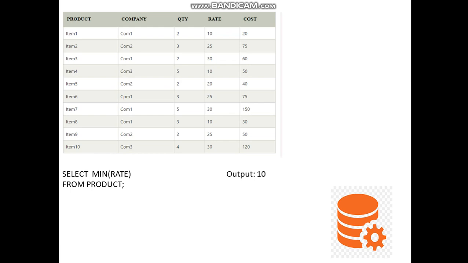If you want to enclose where clause also, you can put condition here also, select min of rate from product where company equals to com2. So the minimum rate of company 2 will get displayed over here. Clear? So these are my aggregate functions: count, sum, average, max and min. Okay, these are my 5 aggregate functions.